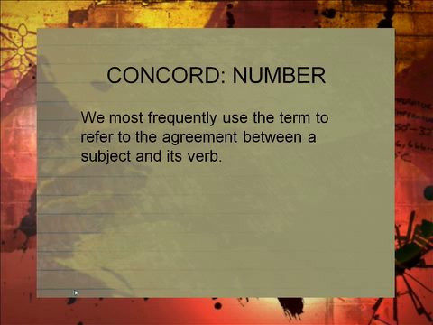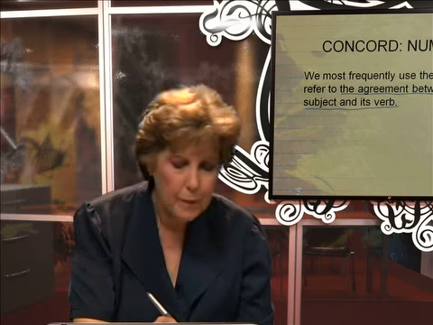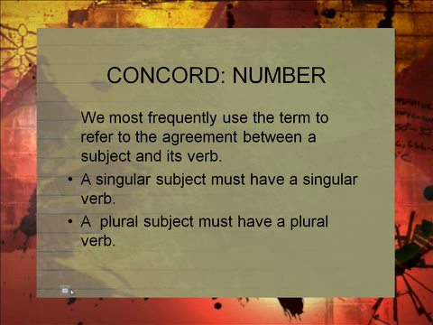Now let's look at number concord. We most frequently use the term to refer to the agreement between a subject and its verb. I really, really need you to learn that, please. Agreement between the subject and the verb is concord. A singular subject must have a singular verb. A plural subject must have a plural verb.